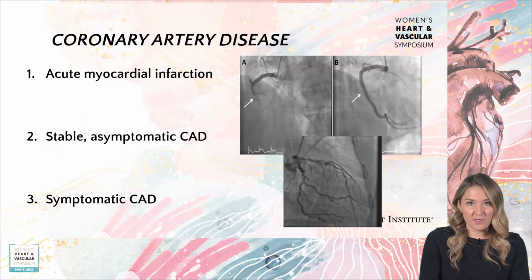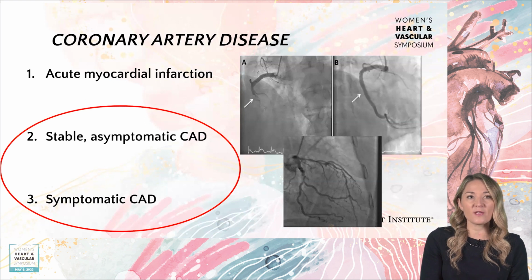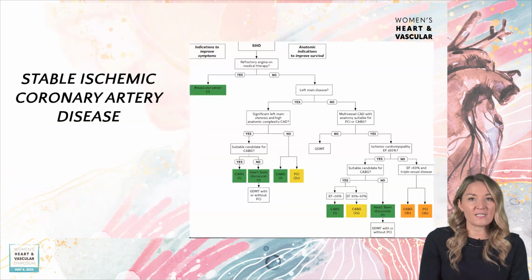That bottom picture there is an illustration of really multi-vessel disease, which is going to be most of the topic of what I continue with moving forward. So we'll talk a lot about stable asymptomatic and symptomatic coronary disease. All right, so stable ischemic coronary disease. This comes from that guideline that I mentioned earlier, the revascularization guidelines of 2022. And you can see it's a very busy slide, and I'm going to break this down into parts and talk about what we do and why.